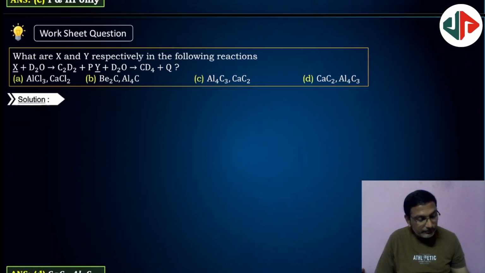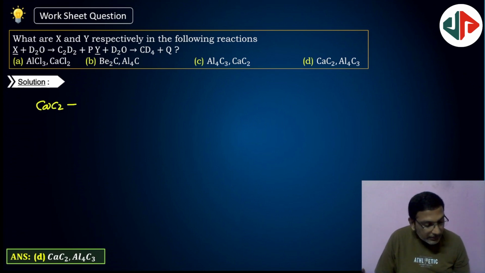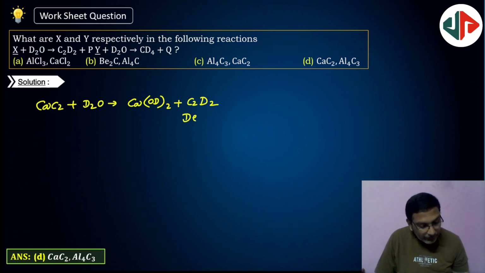Next. Very important. X plus D2O gives C2D2. C2D2 means deuterated acetylene. That means CaC2 plus D2O gives Ca(OD)2 plus C2D2, deuterated acetylene.